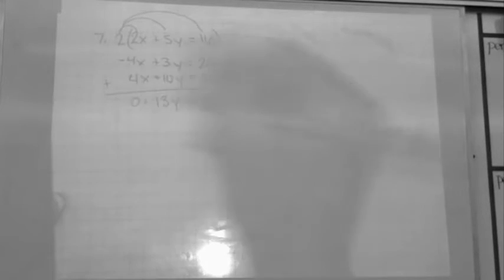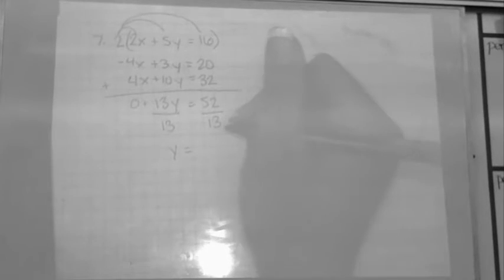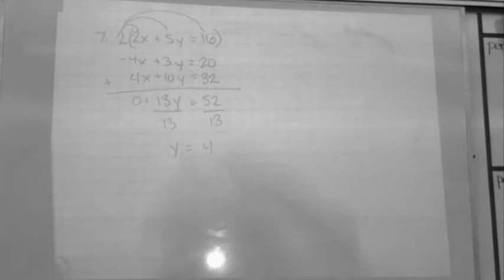So negative 4x plus 4x gives me 0. 3 plus 10 gives me 13. Make sure I add on that y because it's 13y. And then 20 plus 32 is going to give me 52. So now I just divide by 13 to both sides, and my y is going to be equal to 4.